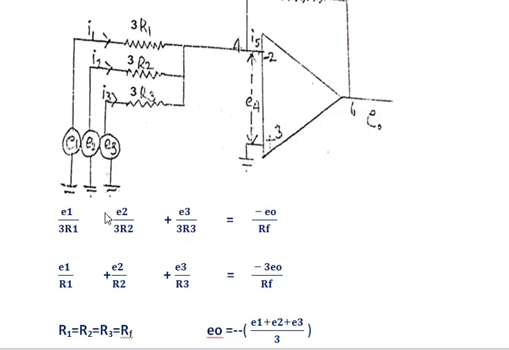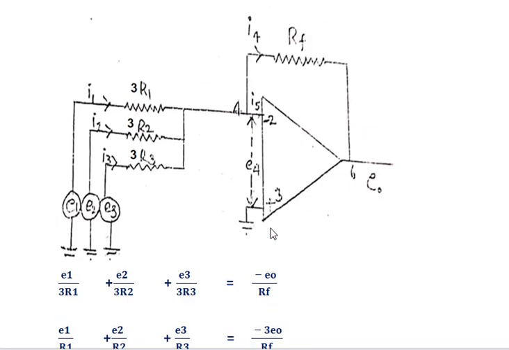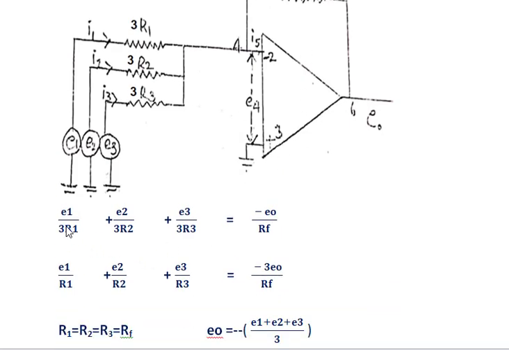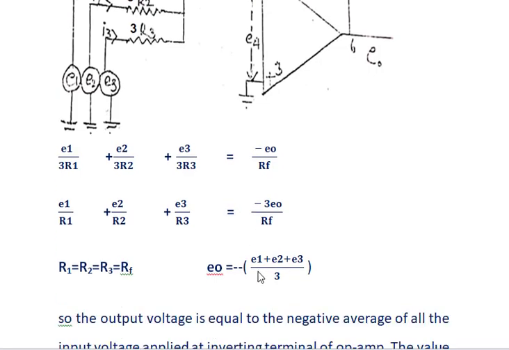So now see here this equation, E1 divided by 3R1, this resistor, E2 by 3R2, E3 by 3R3 and E output by feedback resistor. Now the 3 is taken common and it is multiplied here. So this becomes minus 3 E output by RF.